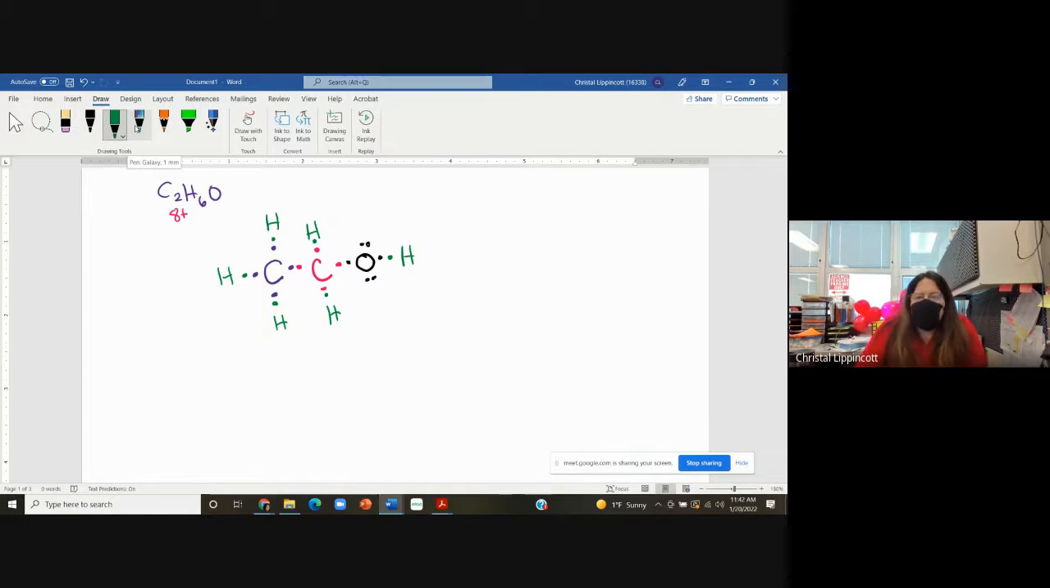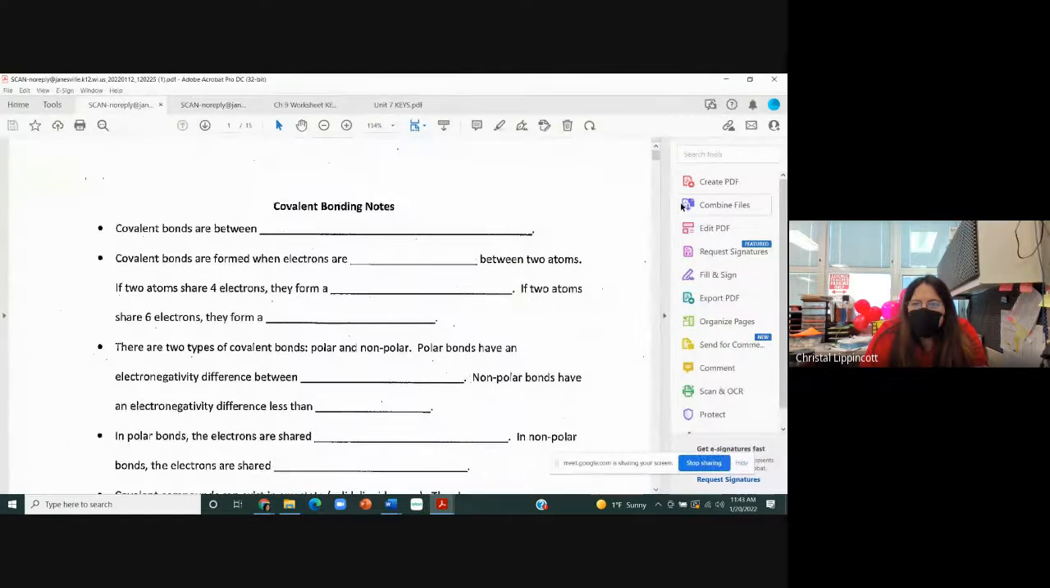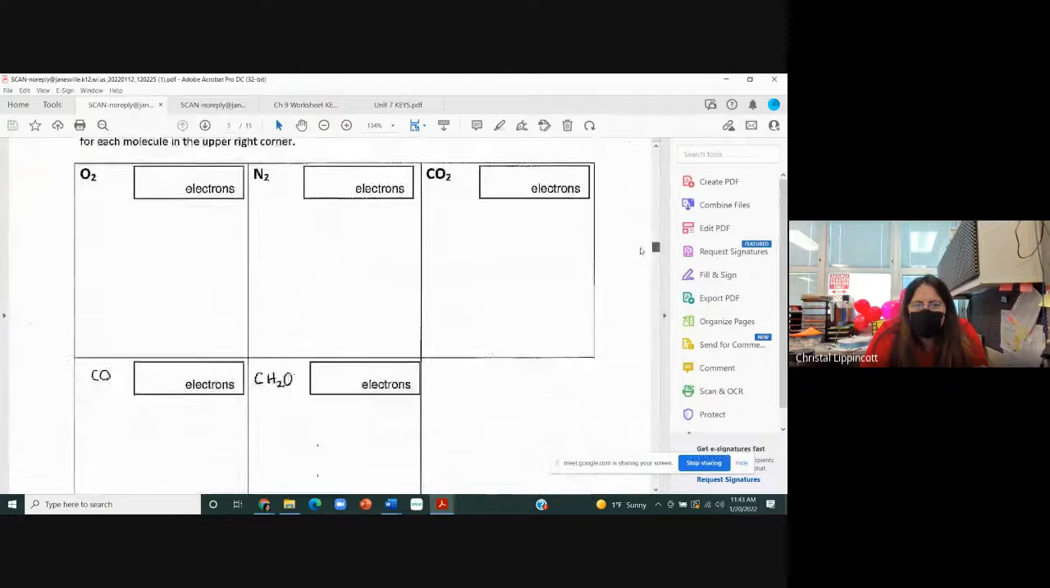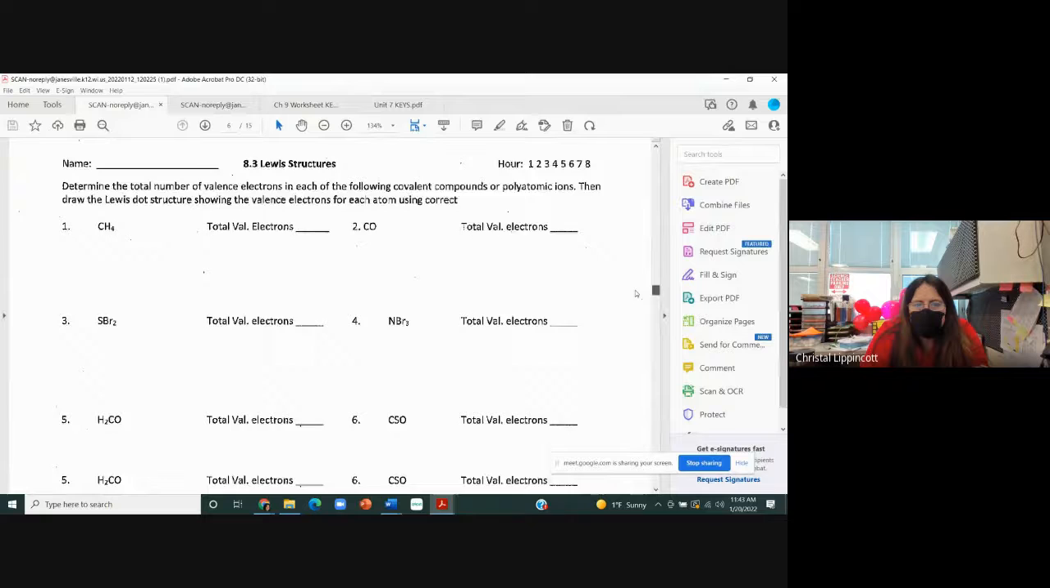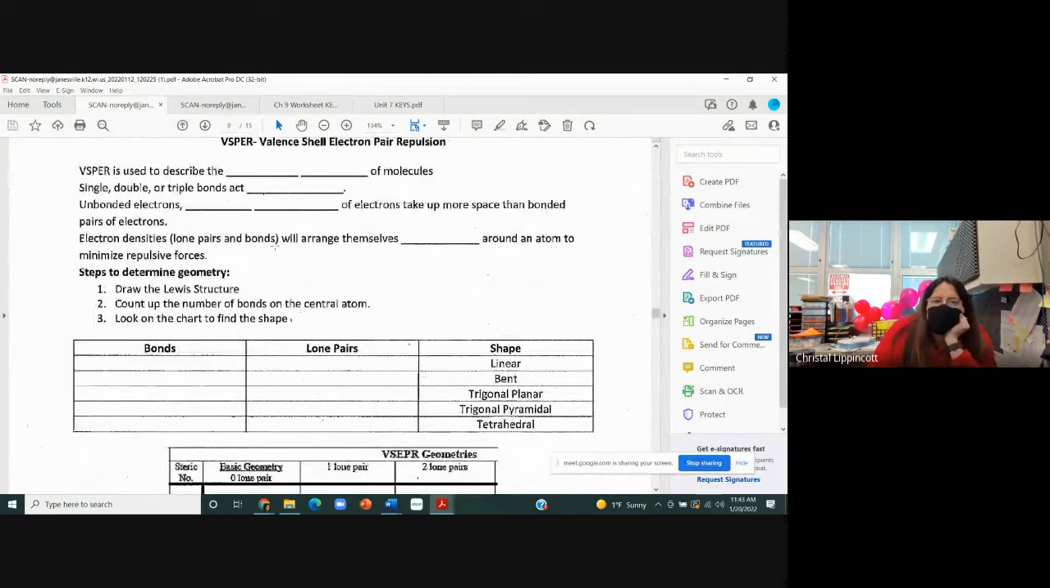All right, I am going to start in then talking to you about what's called VSEPR structures. So that is the next section of your packet. VSEPR is used to describe the geometric shape of our molecules.